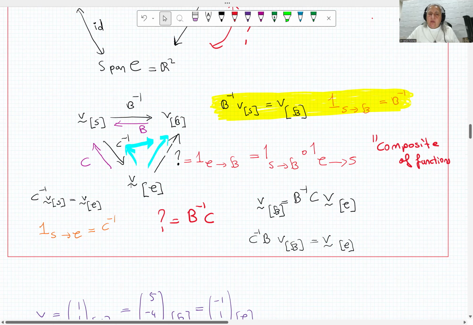And we are moving from here to here. If we want to move from here to here, then we will go up and slide. Going up is C. This is why I have a C. Slide, I have B inverse from here to here. I hope this is clear.